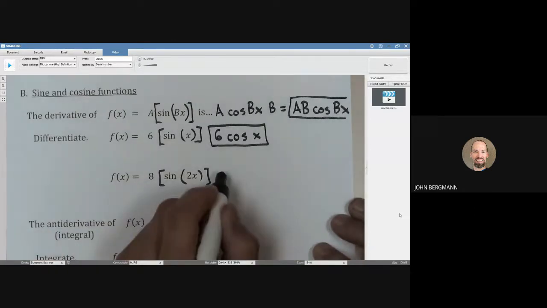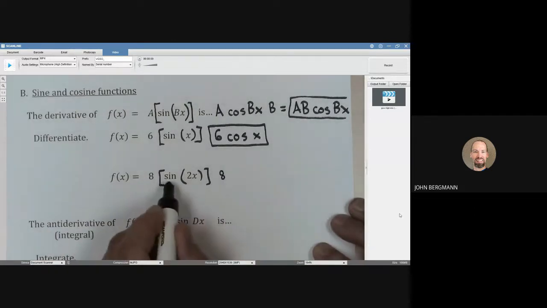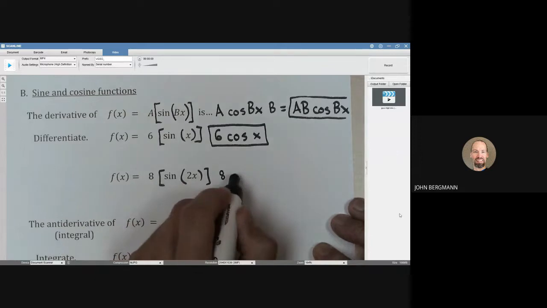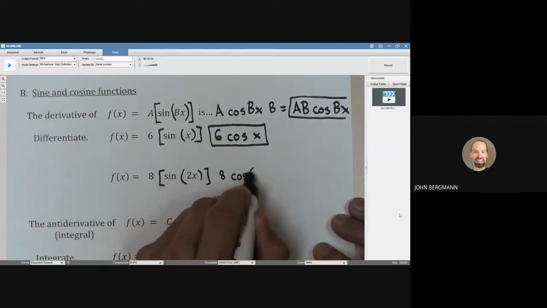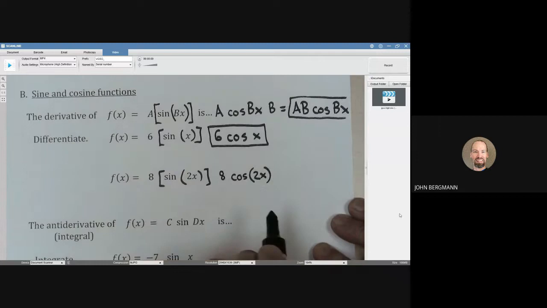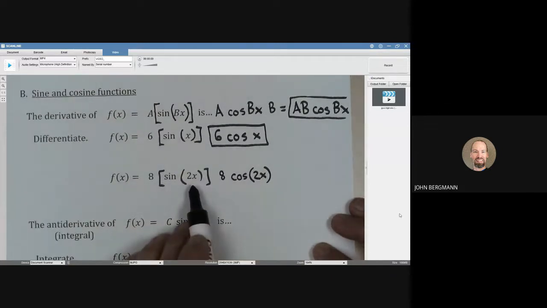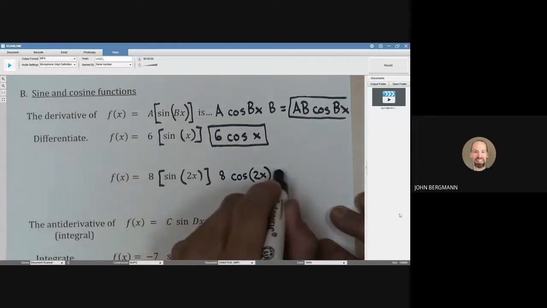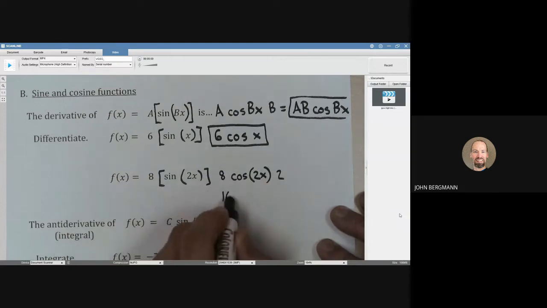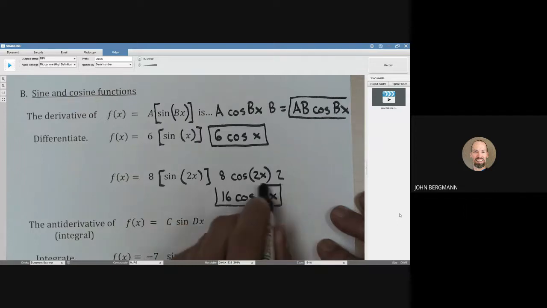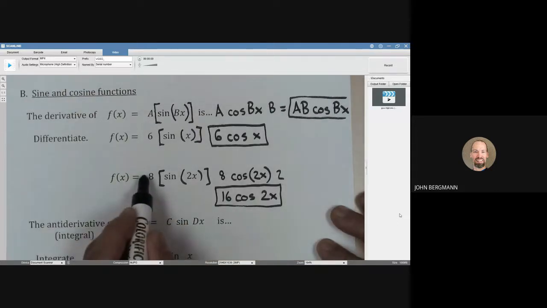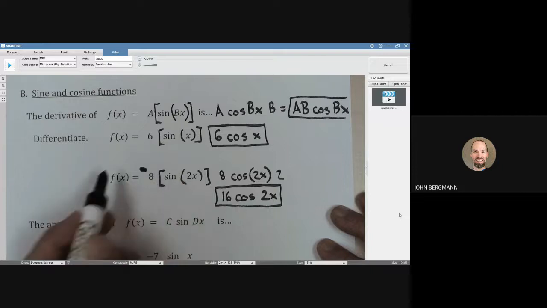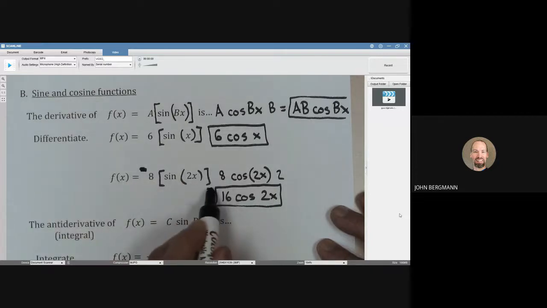So this is nothing more than 6 cosine x. How about here? The constant of 8 isn't changed. The derivative of the sine of anything is the cosine of that thing. So I'm going to put cosine of 2x. But then we have to take the derivative of what's inside here, which in this case is 2. Up here it was only 1. Here it's 2. So when we simplify this, we get 16 cosine 2x. And if there were a negative sign right there, let's just pretend, well, then there'd be a negative sign in front of this one.